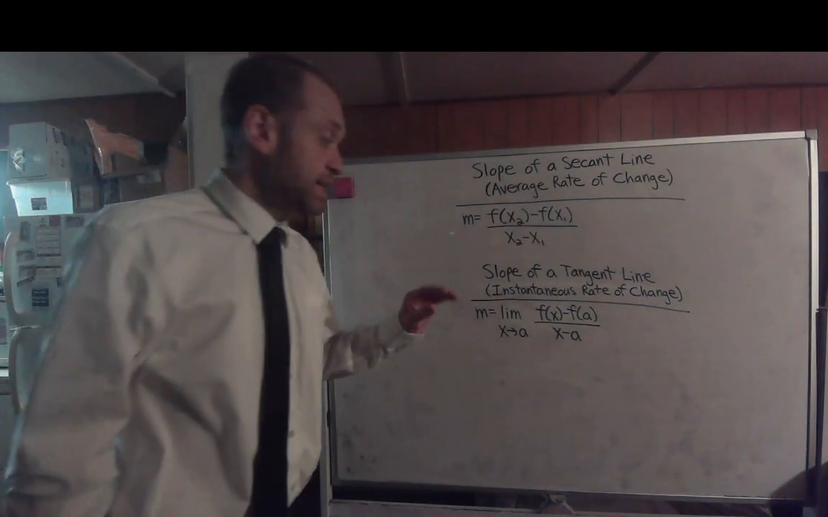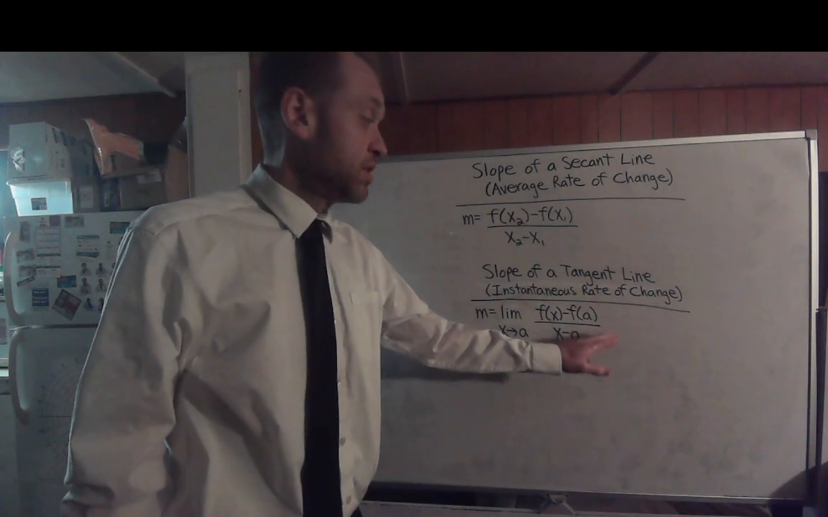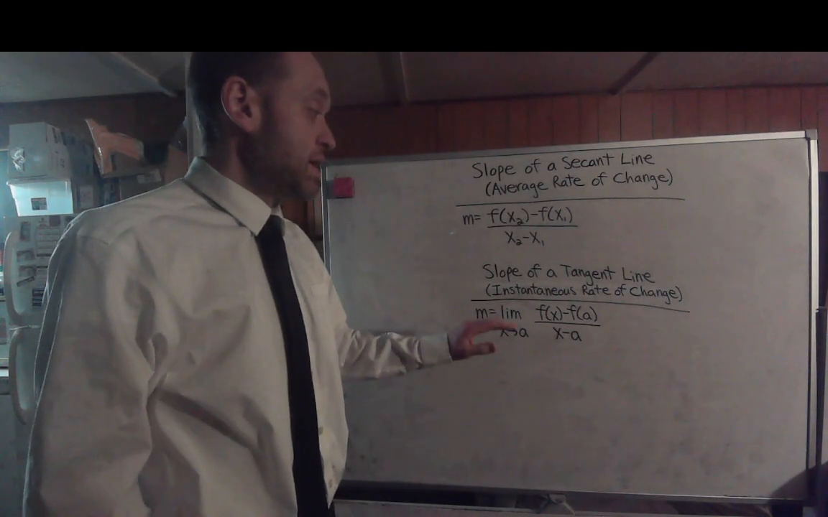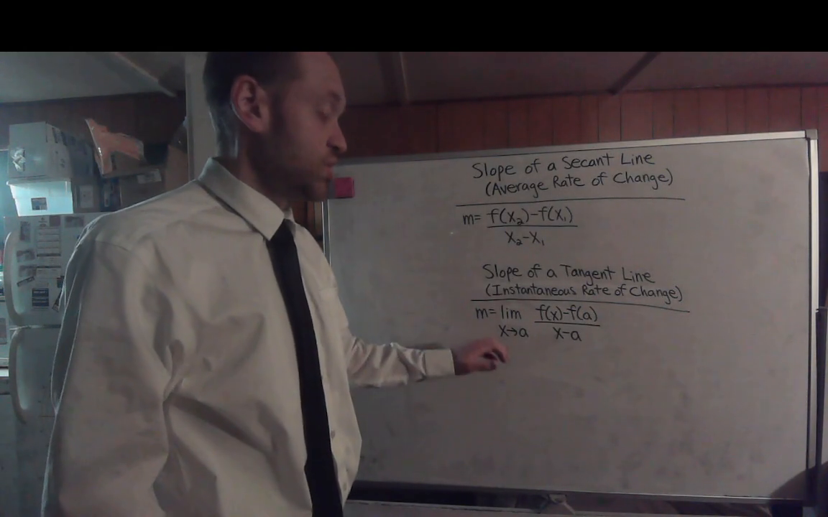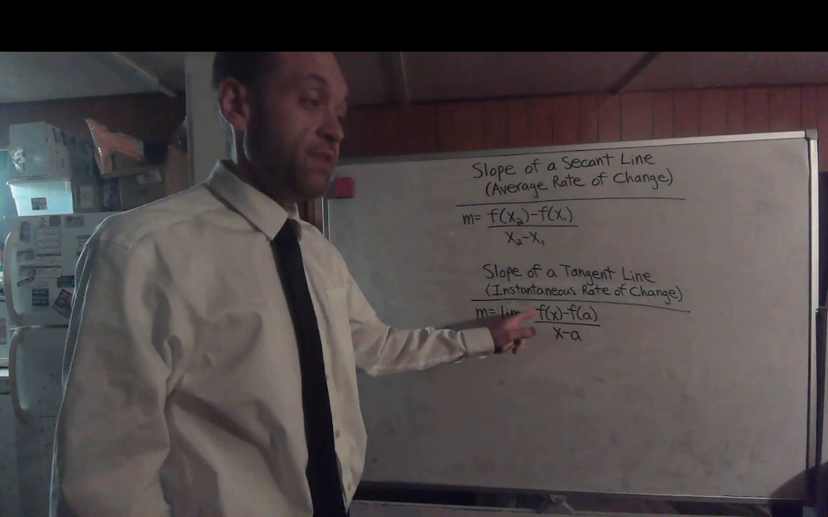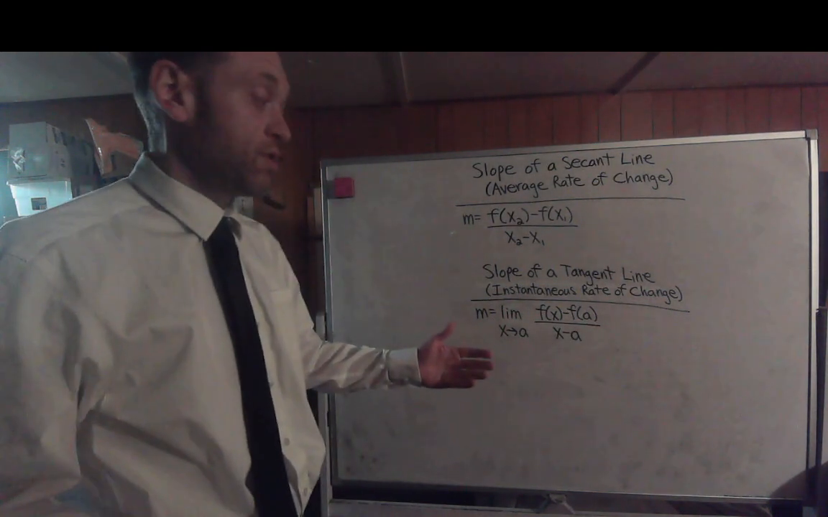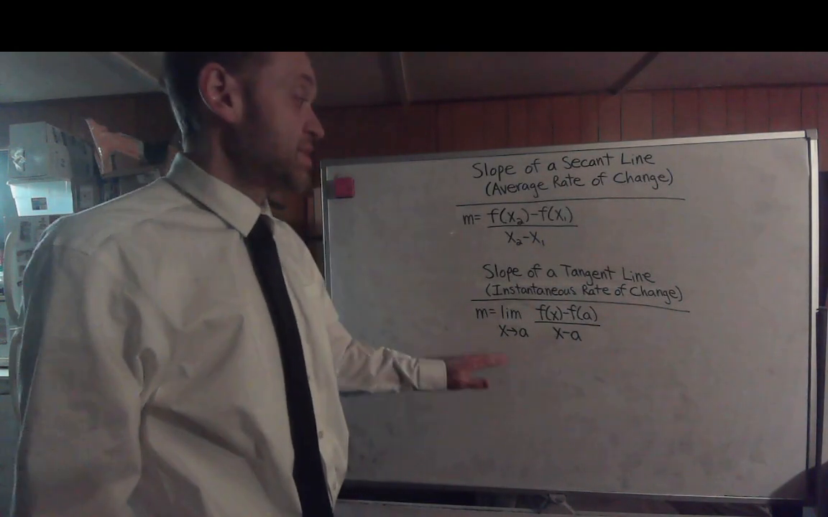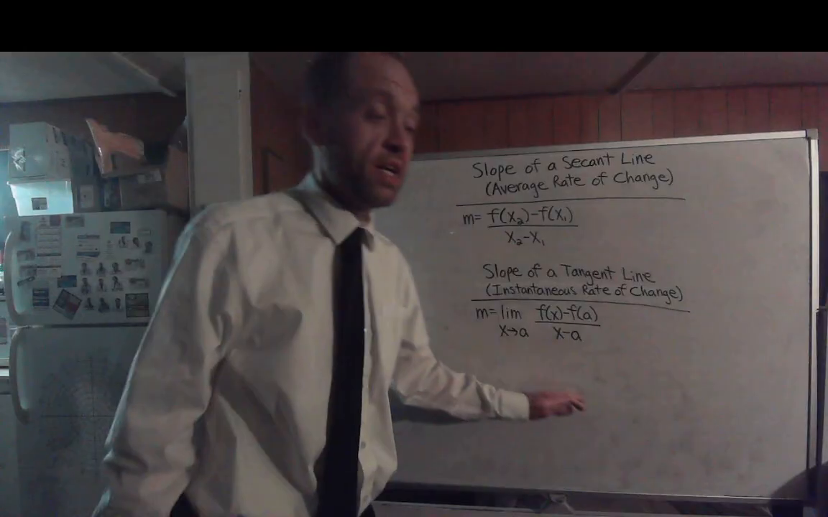The idea is that as you get infinitely closer and closer to some point on the curve, the slope of that tangent line, the instantaneous rate of change, is going to be the limit as x approaches a of f of x, the function itself, minus f of a, that point on the curve, all over x minus a. That is the formula for the slope of the tangent line, the instantaneous rate of change.